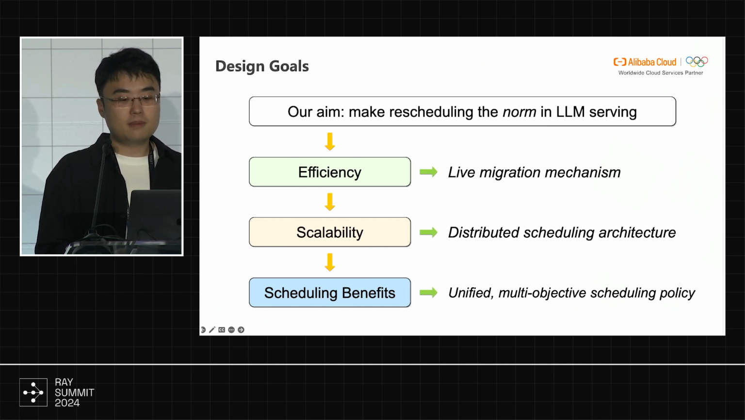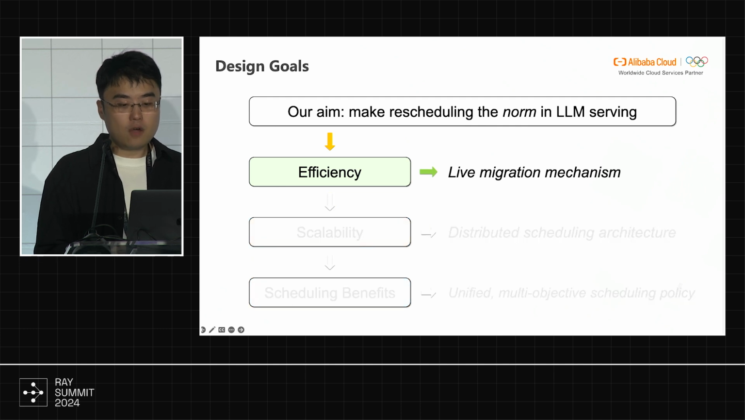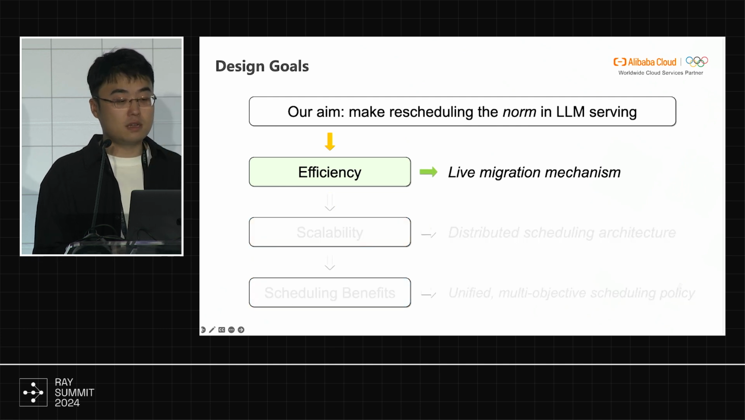We need to maximize the efficiency of the rescheduling so that we can reschedule much more aggressively and more frequently. We also need high scalability of a cluster-level scheduler and a scheduling policy that maximizes the scheduling benefits of rescheduling for various scheduling goals. I'll first introduce the live migration mechanism in Llumnix.